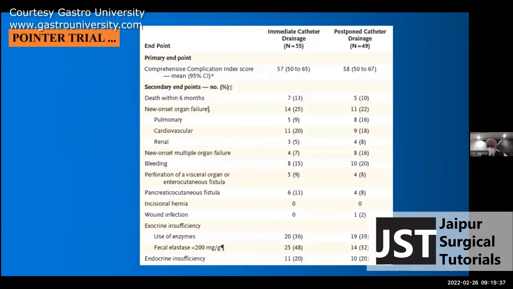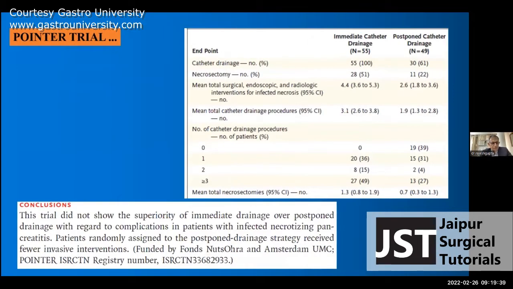Yes. And another important thing in this trial is that 39% of the patients in the postponed drainage group were actually managed with antibiotics alone without even drainage. I mean, this is one such study which has shown such a high incidence of treatment of infected pancreatic necrosis with antibiotics alone. Yeah, I think they have mentioned that. I think Dr. Saraswat here, in the AIIMS study group also, they have shown that.